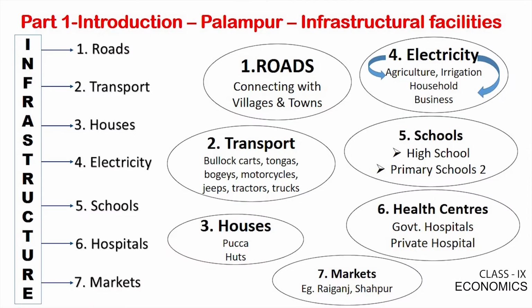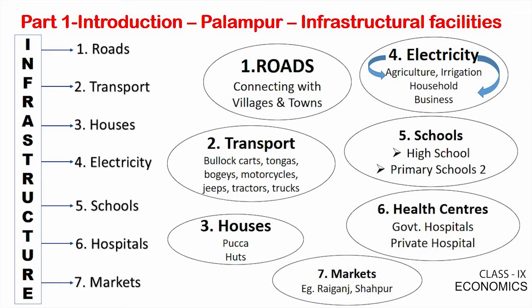Now let us start the farming activities, or the infrastructural facilities in Palampur. Just enjoy what infrastructure facilities the village Palampur has. Palampur is a small village, but it has a variety of infrastructure facilities. Number 1, roads. Number 2, transport. Number 3, houses, electricity supply, schools, hospitals and markets. So the village people are so fortunate. What about the roads?